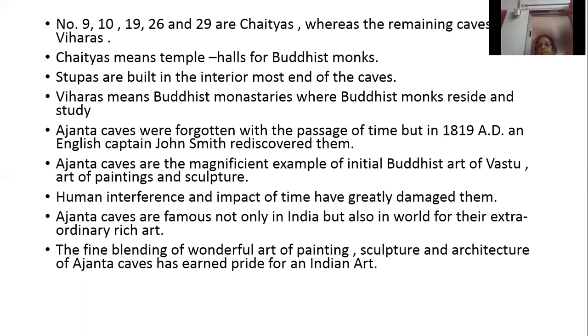Ajanta caves are the magnificent example of early Buddhist art of Vastu, art of painting and sculpture. So it is the best specimen of Buddhist art of Vastu, painting and sculpture. How many caves have paintings? 5 caves have paintings. Which are they? In which caves can we find the excellent paintings? 1, 2, 10, 16 and 17. And the remaining are the caves with the sculpture. And it is the best example of initial, meaning early, Buddhist art of Vastu, painting and sculpture.